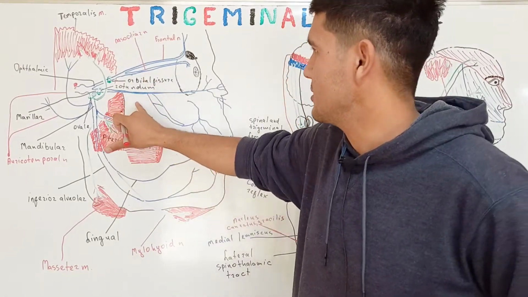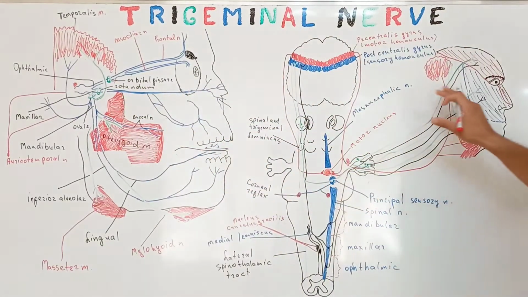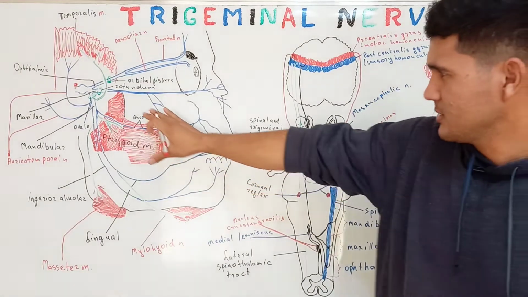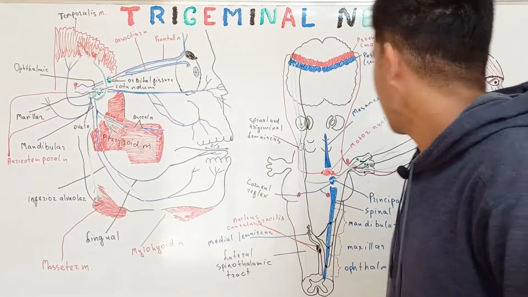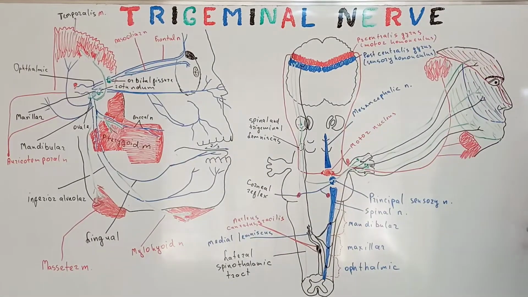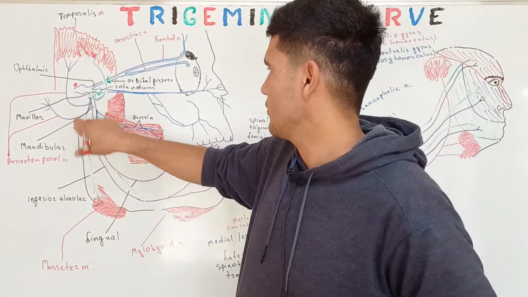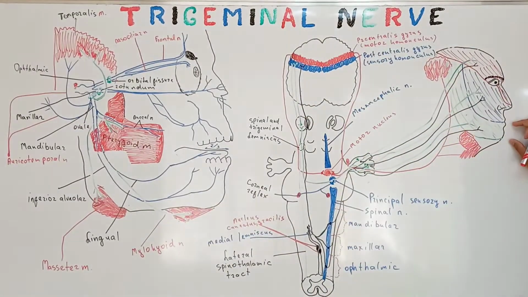The second branch is the maxillary. The maxillary exits the skull via the foramen rotundum. And look at that, the blue shade of the face that I drew there is innervated by the maxillary branch of the trigeminal nerve. The last branch is the mandibular branch. The mandibular branch exits the skull via the foramen ovale and innervates this dermatome, in the green color, sorry.